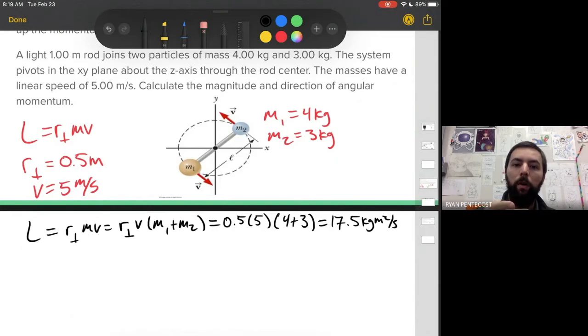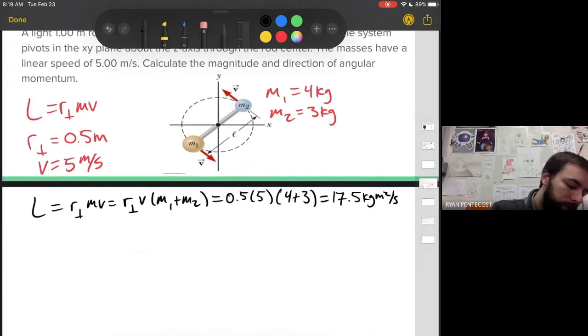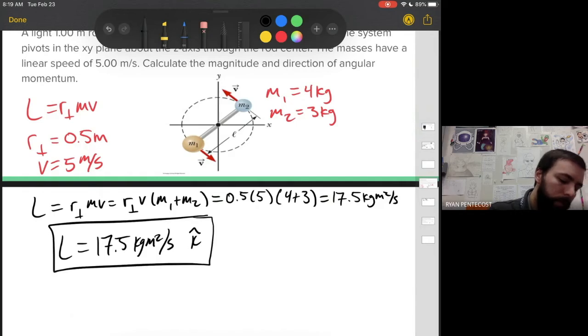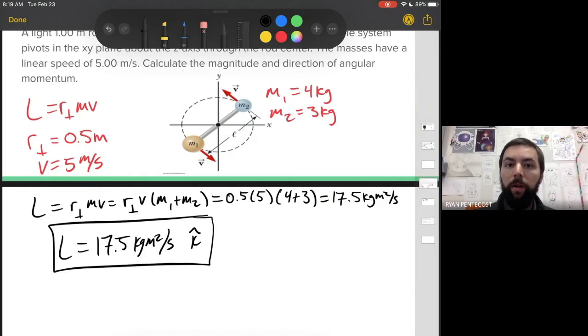So if you have R cross momentum, and it is counterclockwise, you can see that rotation is counterclockwise. So the rule of counterclockwise still holds for angular momentum as well. Counterclockwise rotation, positive angular momentum, and that would be in the K direction. So to give the full answer here, you would say that is 17.5 kilogram meters squared per second in the K direction. So we put it in component form, in unit vector format.